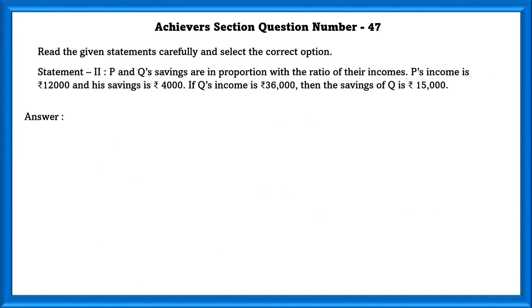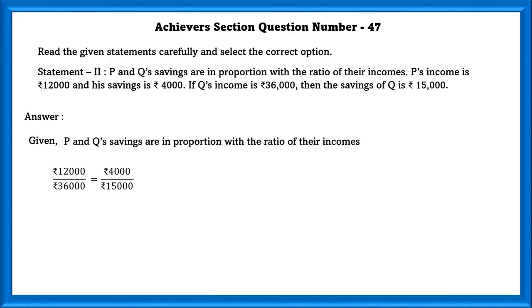Second statement. P and Q's savings are in proportion with the ratio of their incomes. P's income is 12,000 and his savings is 4,000. If Q's income is 36,000, then the savings of Q is 15,000. Given that P and Q's savings are in proportion with the ratio of their incomes, we can write 12,000 by 36,000 is equal to 4,000 by 15,000.